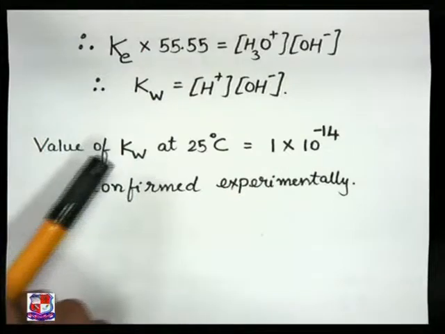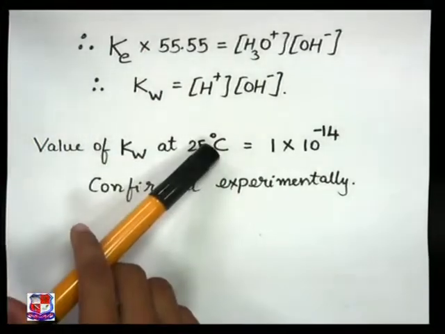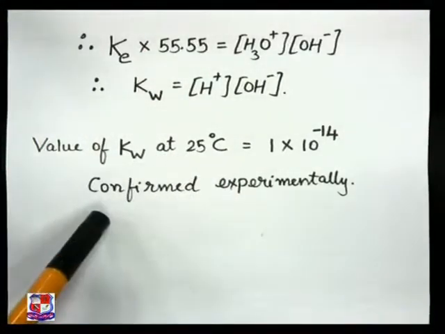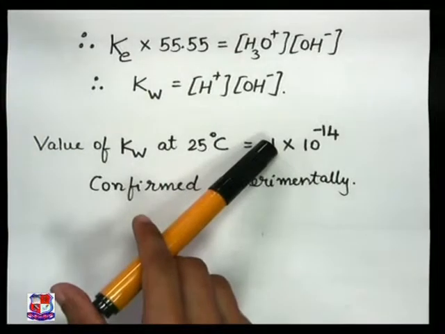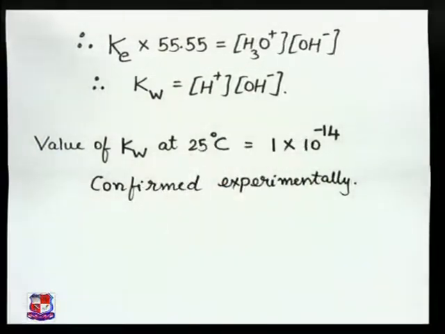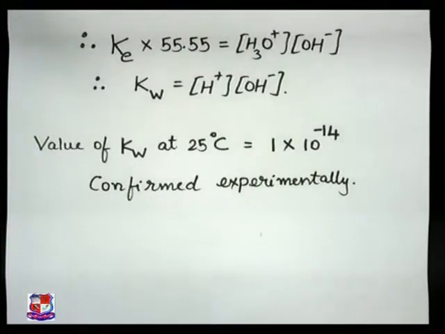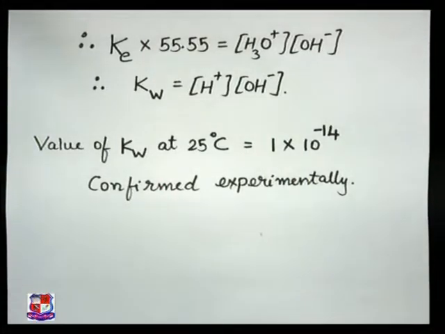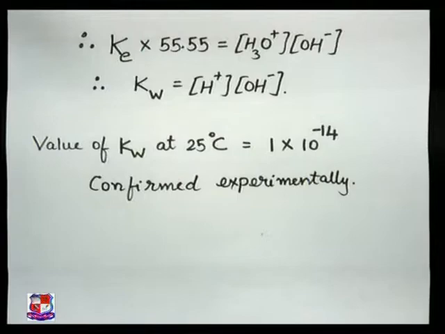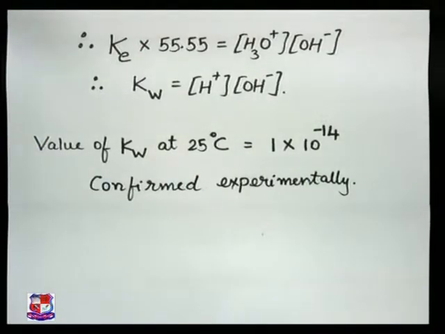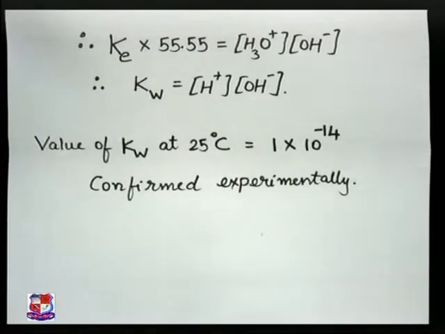Now the value of this Kw at 25 degrees Celsius, that was confirmed experimentally, is equal to 1 into 10 to the power minus 14. Always one has to keep this in mind. So with the help of this data we can calculate the numericals based on the pH, and also we can derive so many things from the data. Let us try to just recall this.